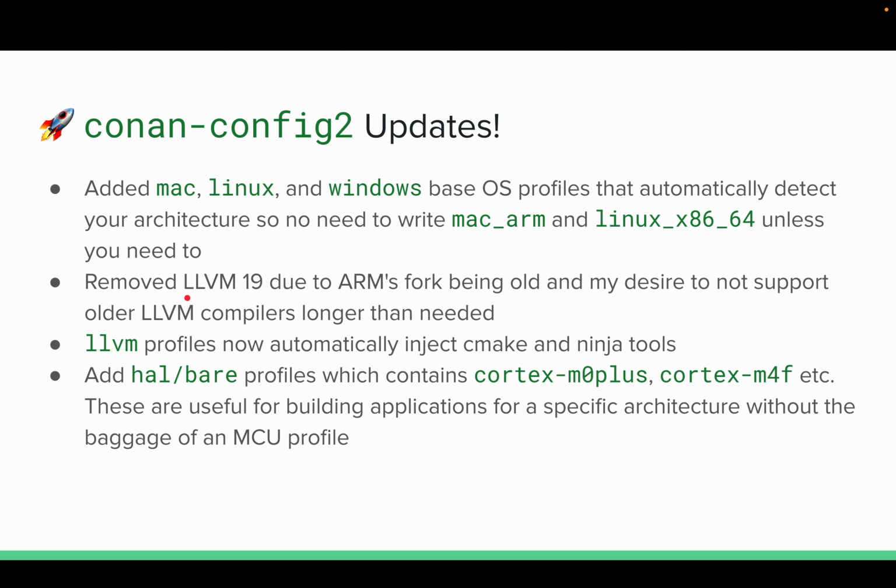And if you are just trying to build something on your machine, you can also just do -pr default, and it'll work as well. I removed the llvm-19 compiler profile from Conan config 2, mostly because the ARM fork is in an old deprecated repository, has a couple of issues, and I decided that rather than trying to fight and make an older version of LLVM work, I'm just going to focus in on the one that I know I can get to work really well, which is llvm-20.